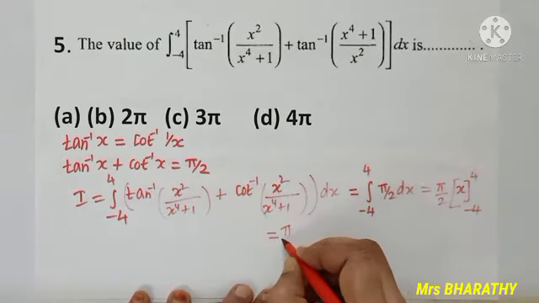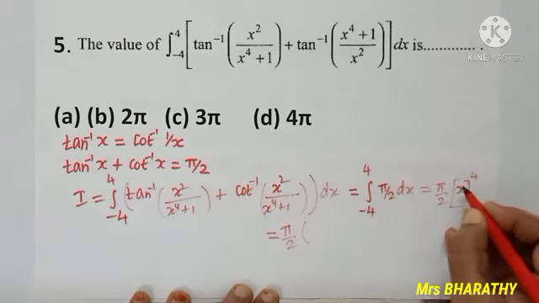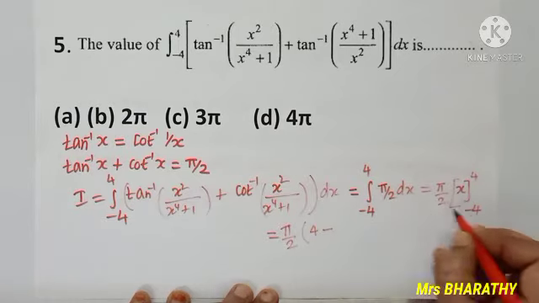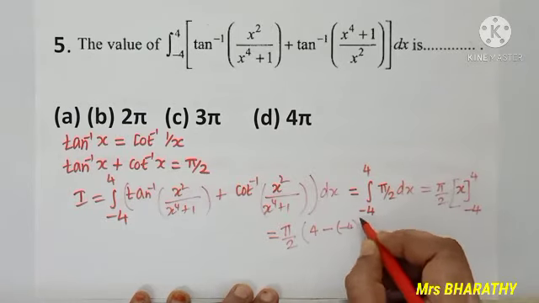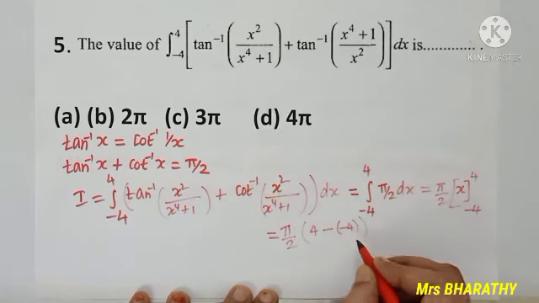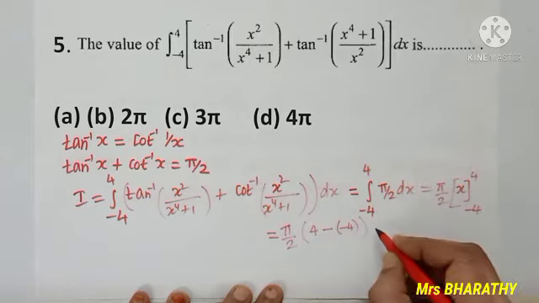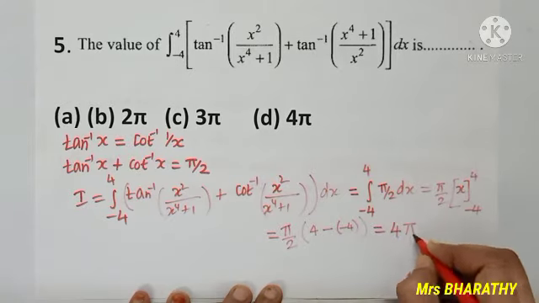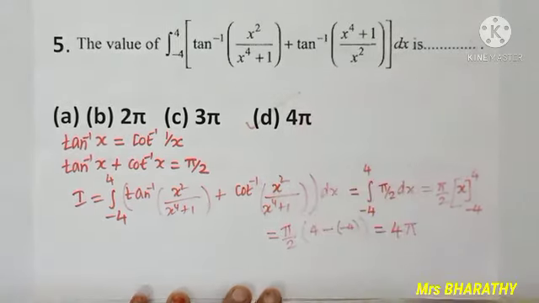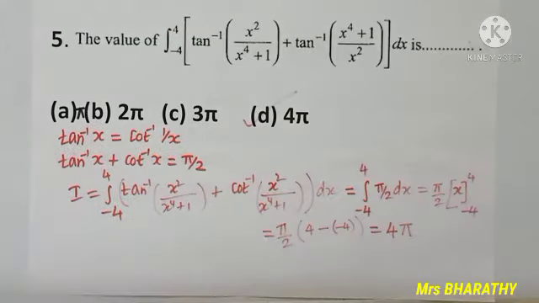So my answer is pi by 2 into upper limit minus lower limit. Minus of minus is plus. 4 plus 4 is 8. 8 by 2 gives me 4 pi. And the right option is D.